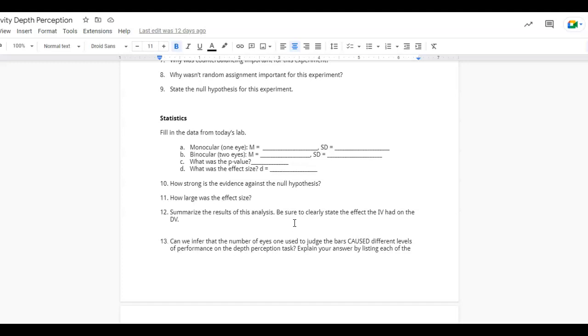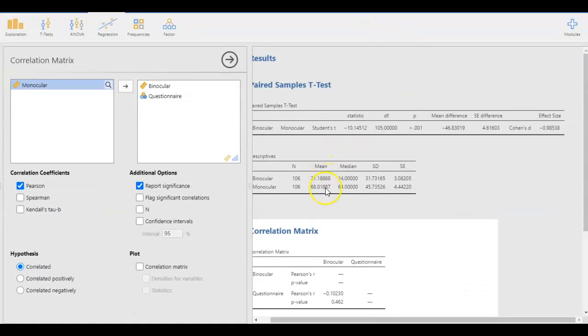So in this case, I can say that, yeah, there's a difference between the two groups, and that depth perception was better when we looked at it with two eyes than with one eye. So remember, lower numbers are better here. You want less of a difference between the two bars, and so lower is better. So we did better with two eyes than with one eye.